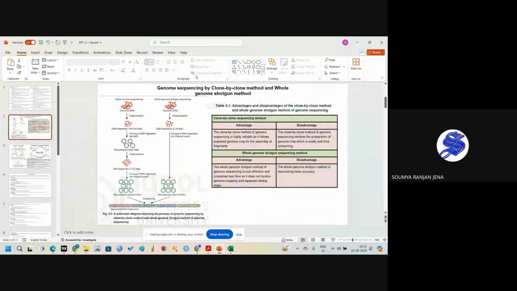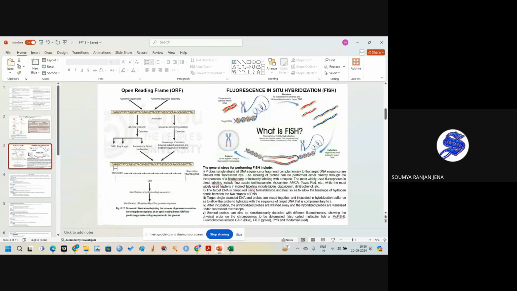First, we have studied the genome sequencing by clone methods. Here we have taught about the two different types of cloning methods. This is the sequencing of genome. These are two different methods: one is clone by clone, and another one is genome by different shotgun techniques.